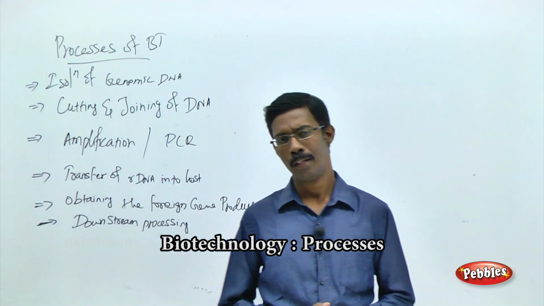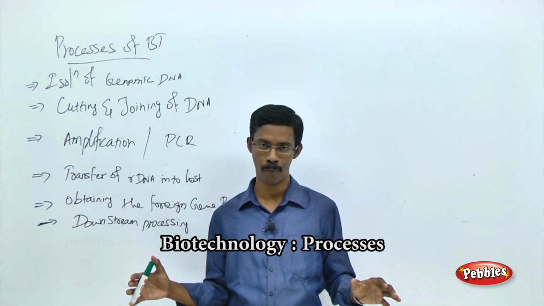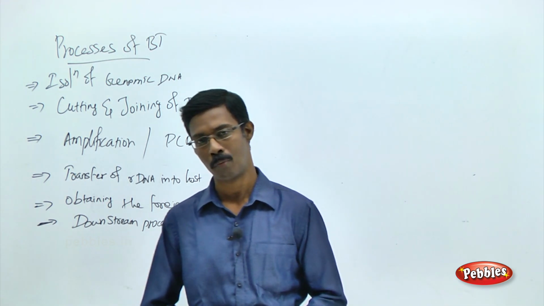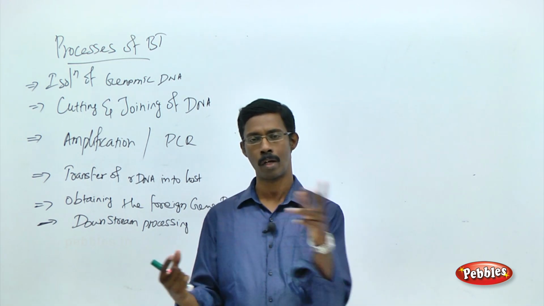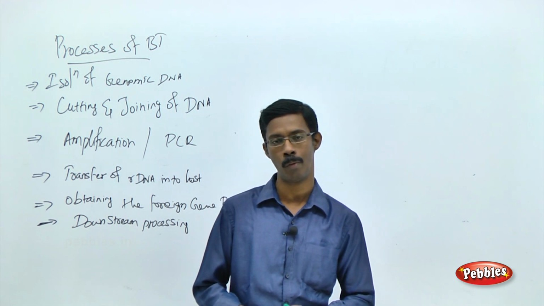And now we are going to see the processes involved in genetic engineering. As I told you, our aim over here is to target the required gene and isolate it. Then we have to isolate the particular vectors. We have to cut both the fragments. Then we have to introduce the isolated gene into the particular vector.